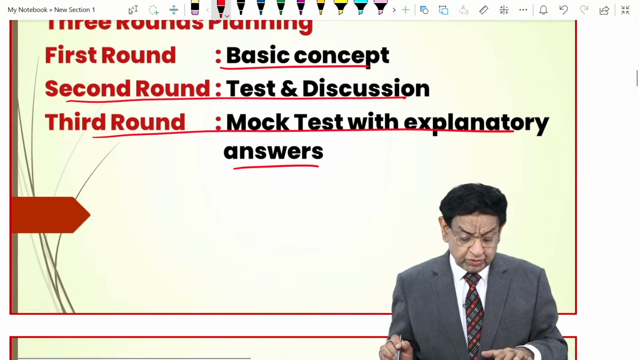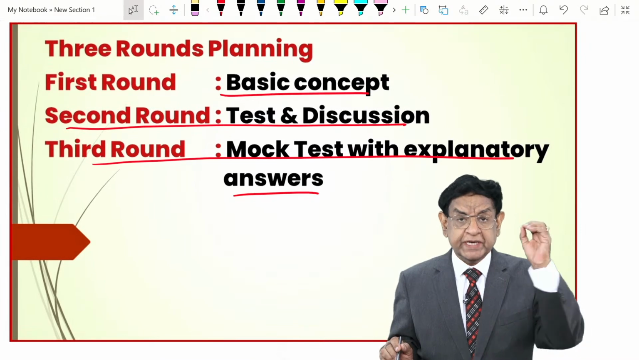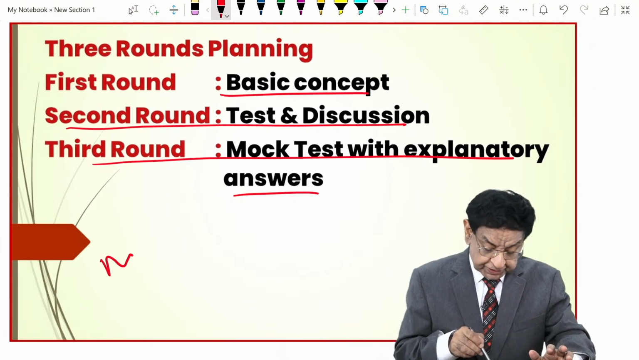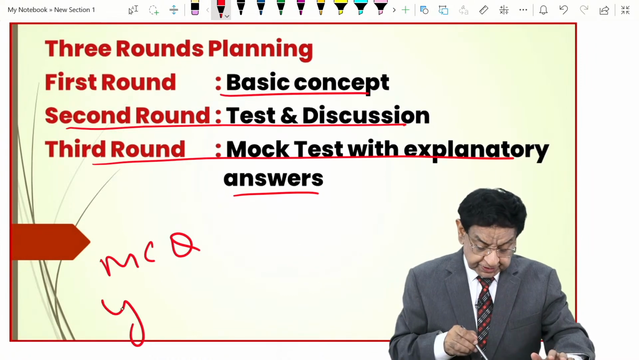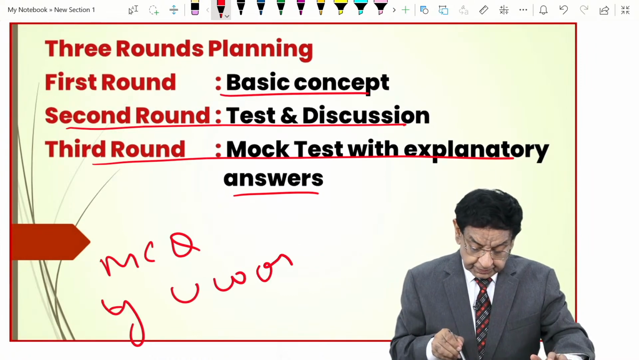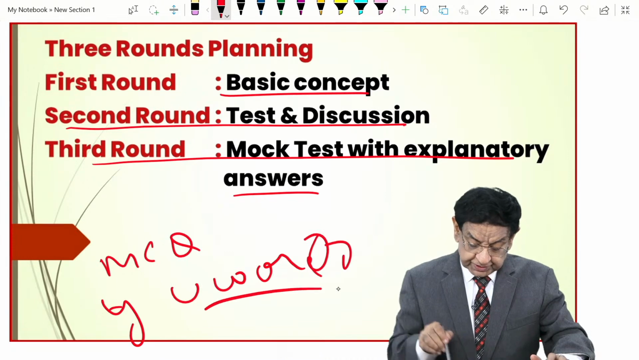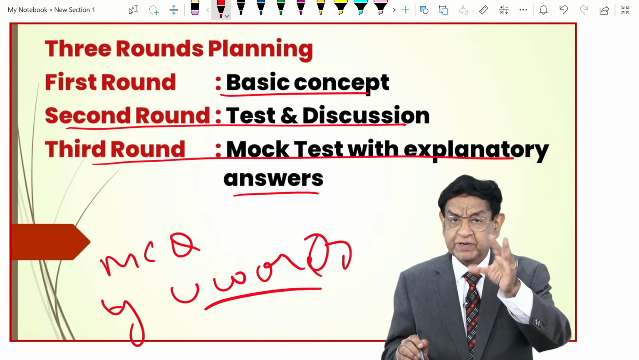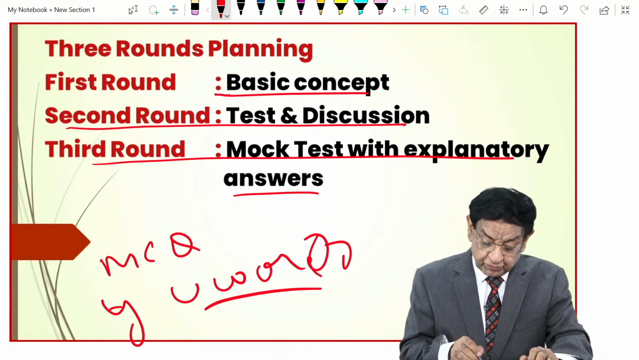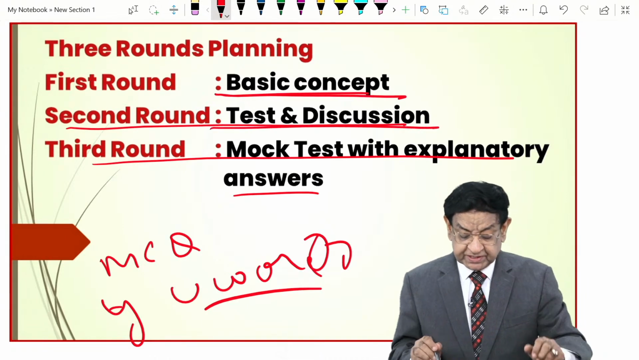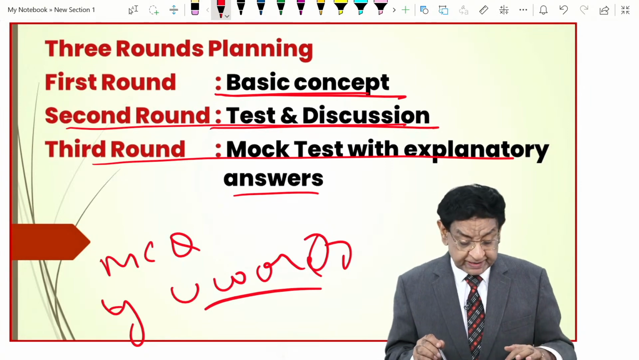Most of you commit a blunder. You straight away jump to MCQ questions. Seniors say you do UWorld questions. You are doing questions, but you don't know the basics. That's the biggest reason for failure. So we start with basic concepts, then test and discussion, and then mock tests. Let's learn more in detail.